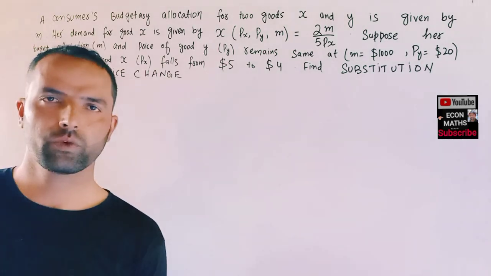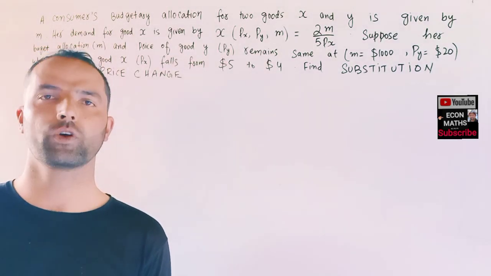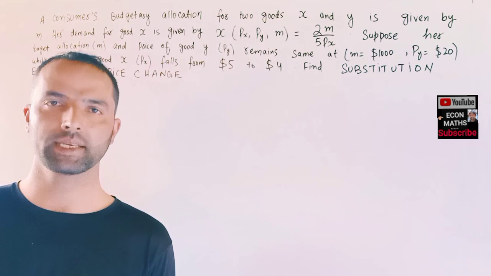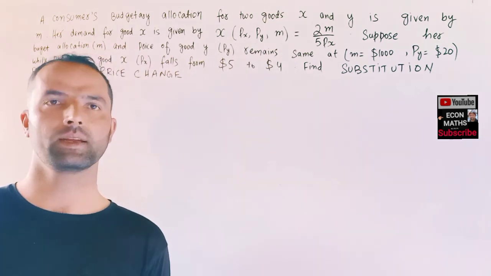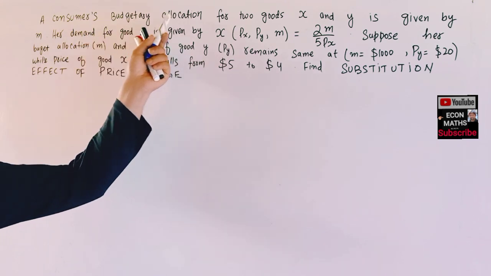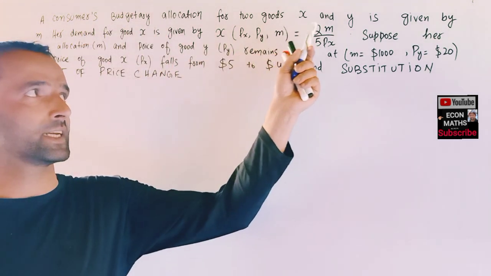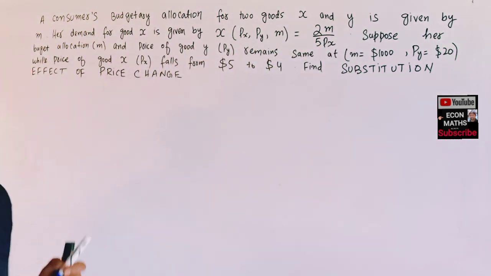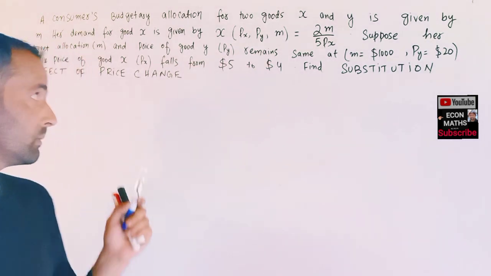In this video, we will solve a question on how to find the substitution effect of a price change given the demand function and the budget constraint. The question is, a consumer's budgetary allocation for two goods X and Y is given by M. That means total income available for the consumer is M.